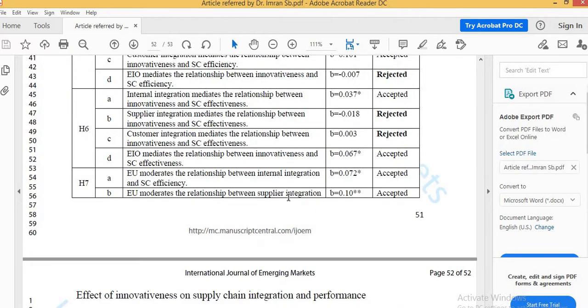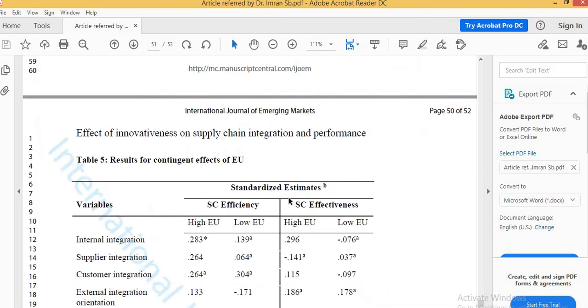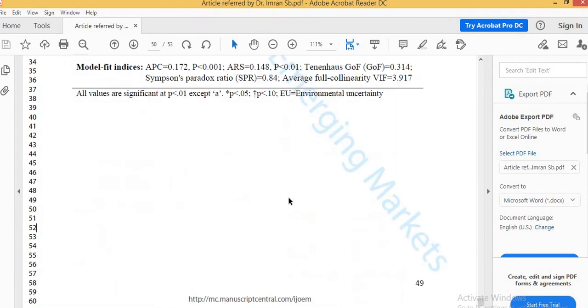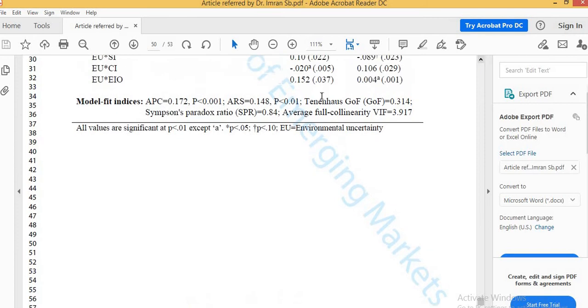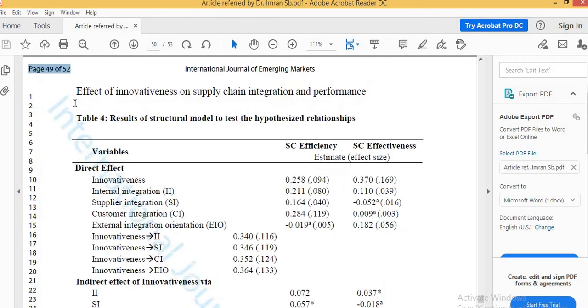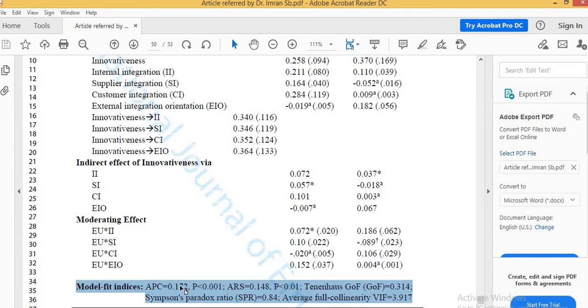And in the end, in Table 2 where they show the figures, these are actually the figures where they have proved their model fitness indices. APC, p value significant; ARS, p value significant; and then GOF, its value is 0.315; and then SPR, its value is above 0.7; and average full collinearity, its value is below 0.5. So this model is acceptable.